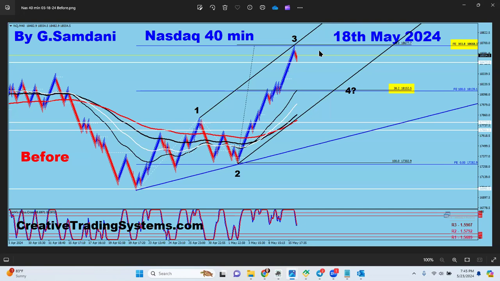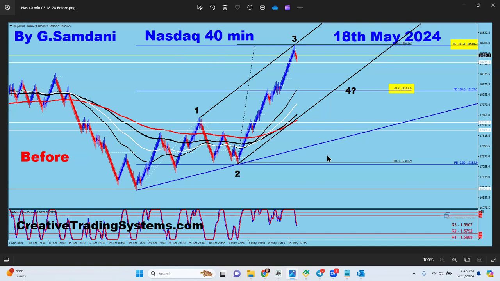I'm making a couple of videos about a couple of charts, Nasdaq and S&P 500. I got a few requests for that. So let's get started. This is the chart. I'm just going to make a small quick video. Okay, so this is the Nasdaq 40-minute chart.